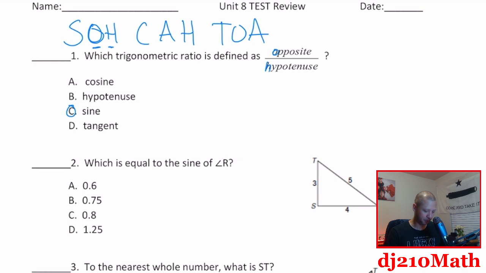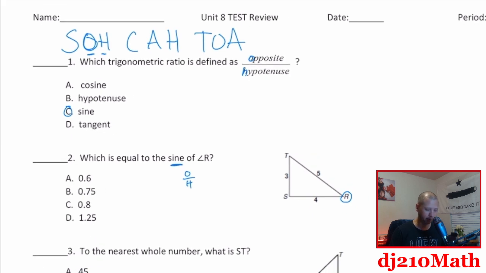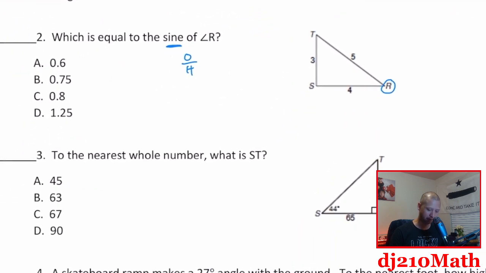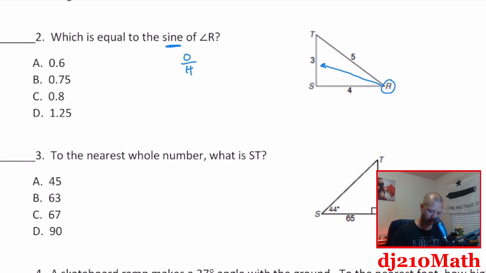Okay, number two, which is equal to the sine of angle R? Well, here's angle R, and we want the sine of angle R, right? Sine we know is opposite over hypotenuse, like we just said in the last problem. Now the hypotenuse is always the hypotenuse no matter what angle we're talking about. It's always the one that's across from the right angle. So this is going to be 3 over 5.